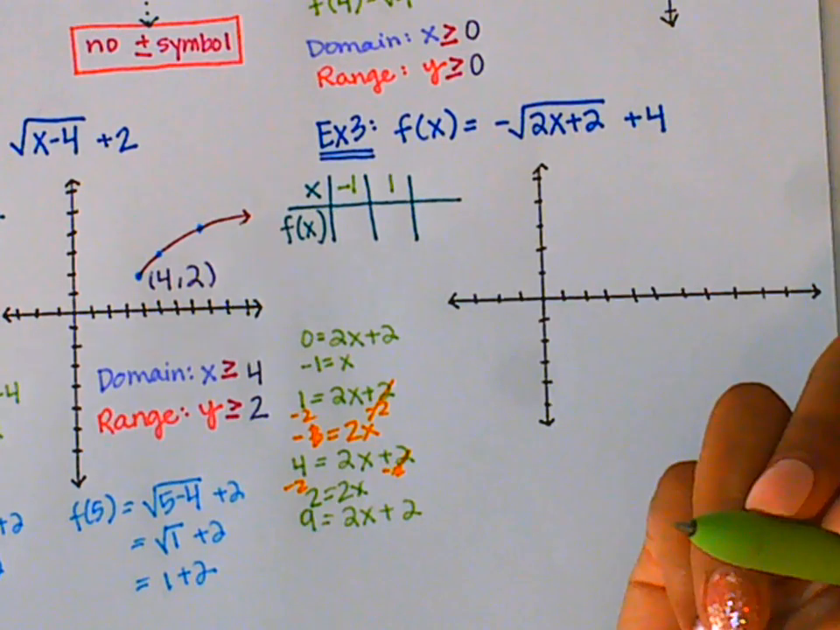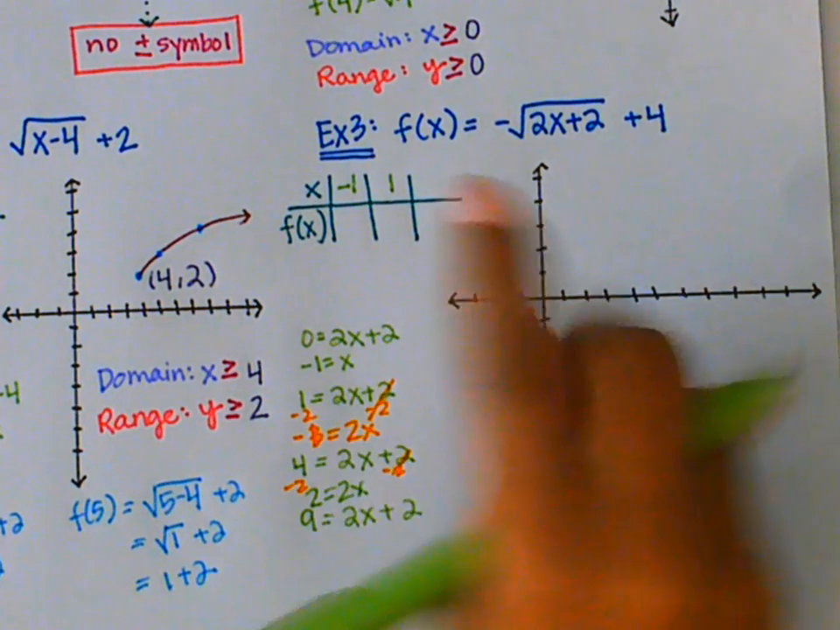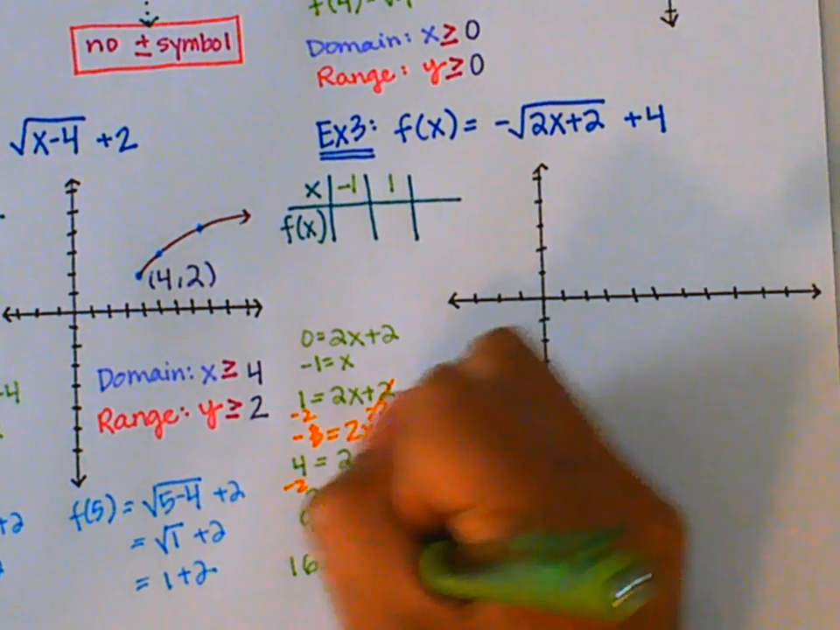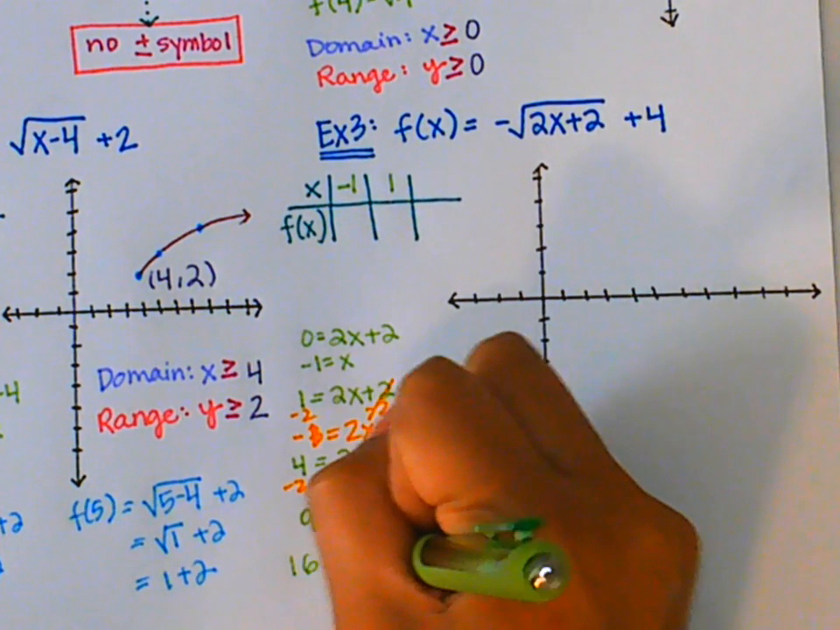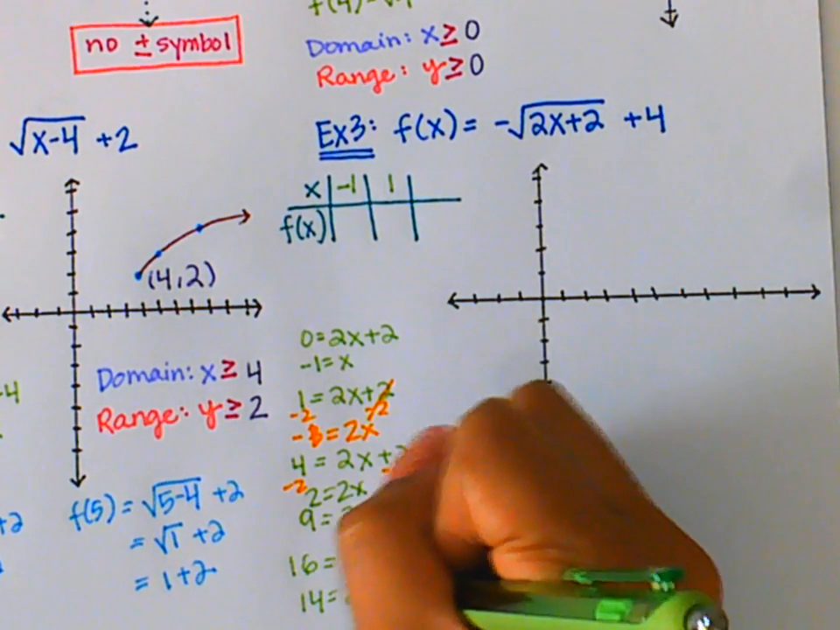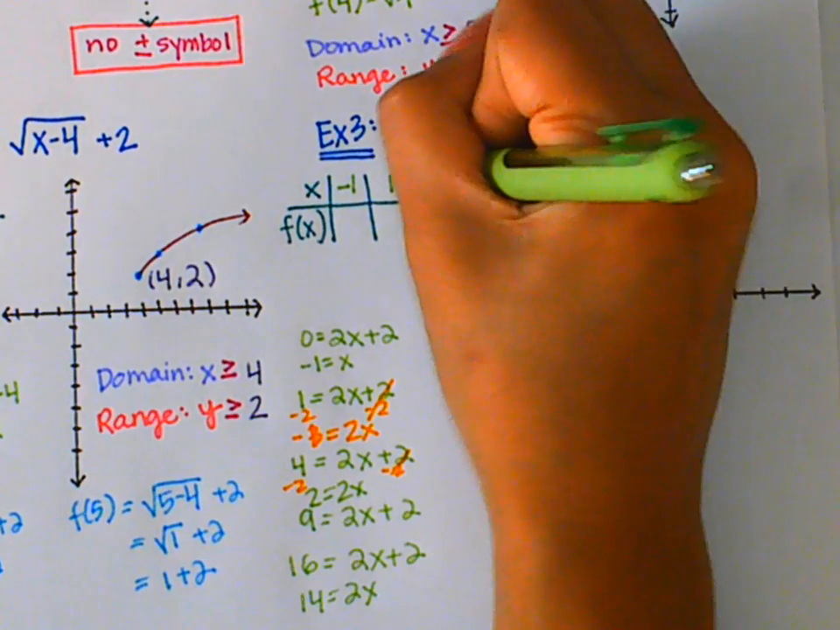And then the next one I'm going to try is 16, because I want at least 3 points. So 16 is equal to 2x plus 2. Move that over. That is 14 is equal to 2x. So I'm going to use 7.